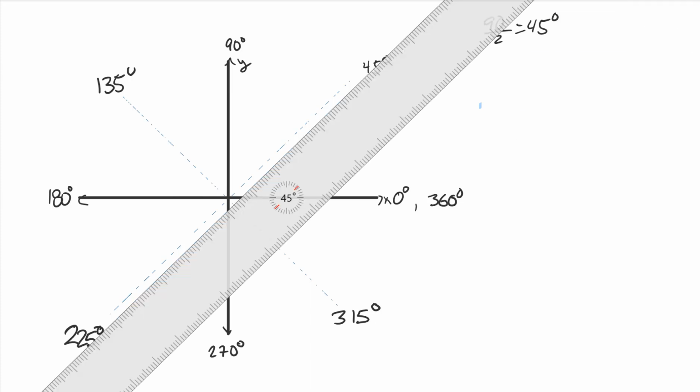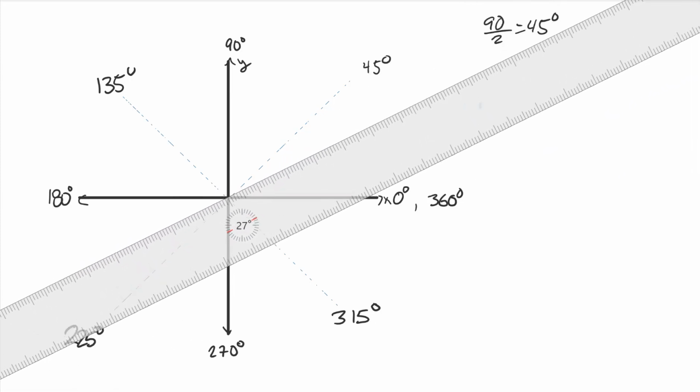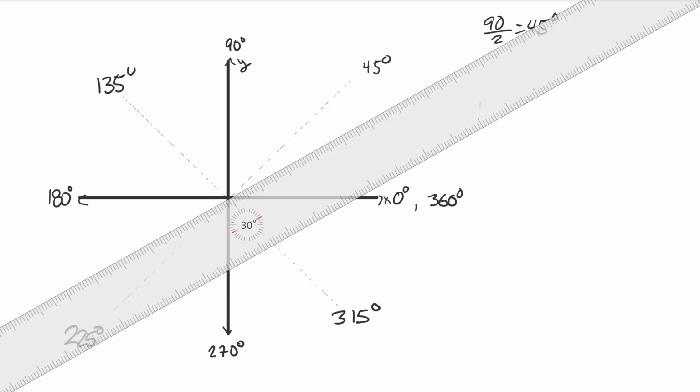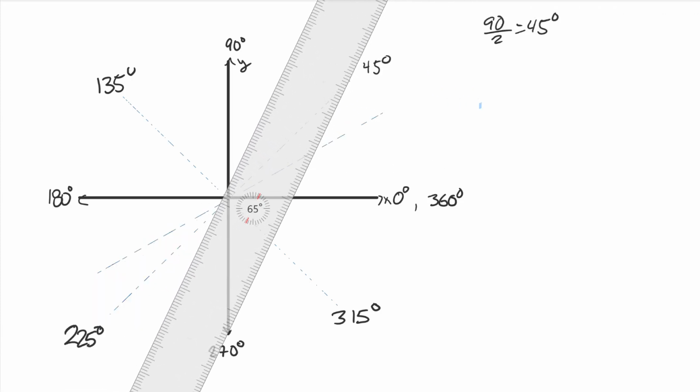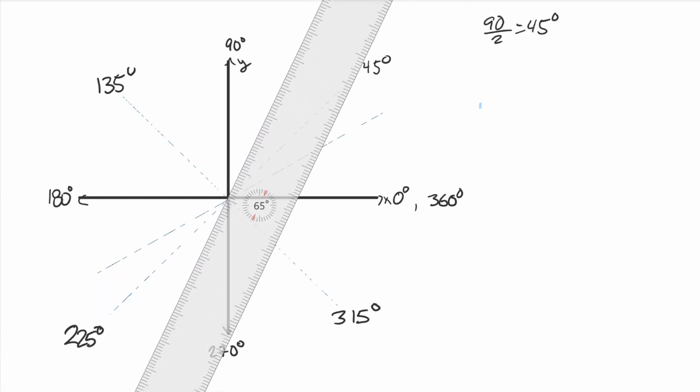So let's pull out a little ruler here and do the other common ones. Let's make ourselves a 30 degree angle. Let's just get some sort of line going through there, not too much. And then let's create a 60 degree angle too. Let's see. Oh, I went too far.